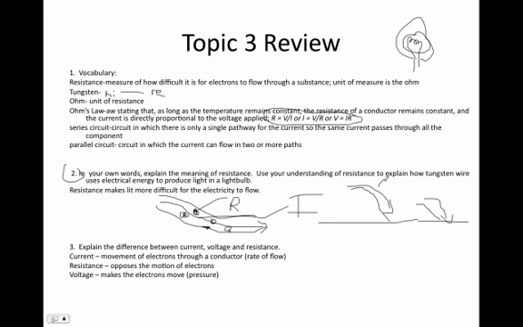Which of these two, A or B, would have faster moving water? A. Why? Because it's got a higher way to fall. So which would have higher voltage? A would have higher voltage, B would have lower voltage.